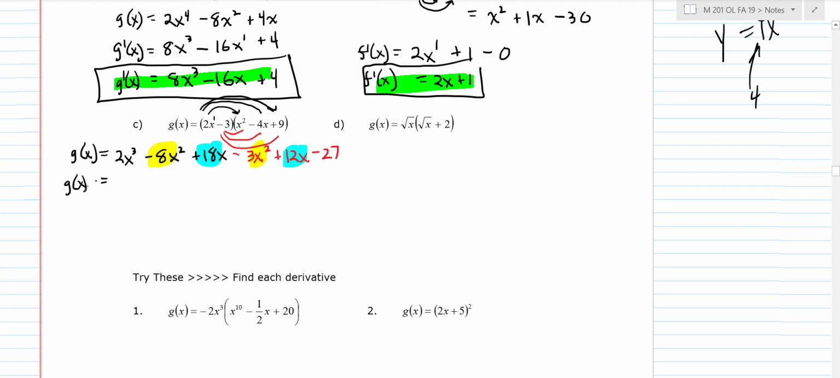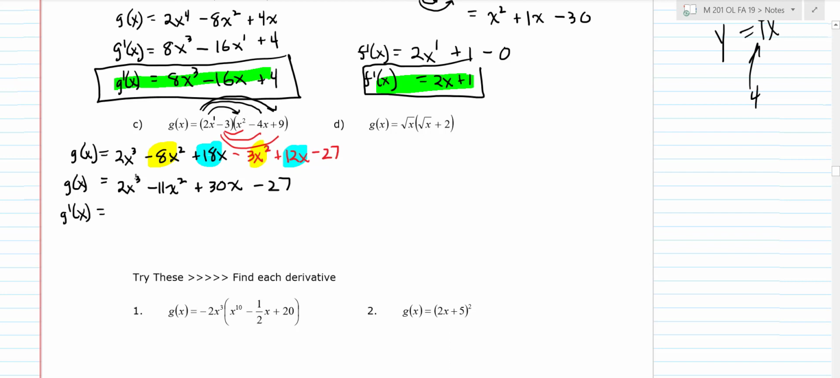So we have g of x equals 2x to the third minus 11x to the second plus 30x minus 27. Okay, so again, I'm just multiplying that stuff out, getting everything worked out, and now we can do the derivative. So g prime of x, just start doing this in your head. The 2 is a constant.